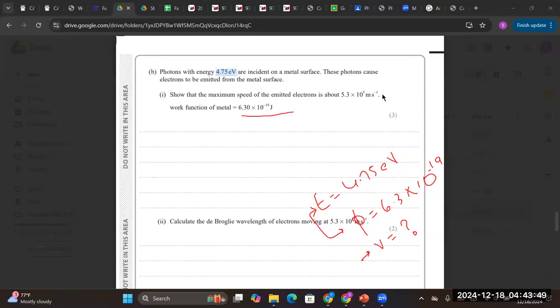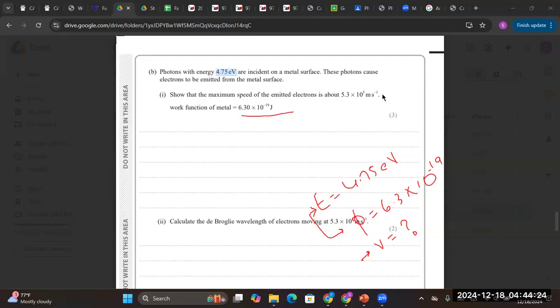Miss, I got 8.23 times 10 to the power of negative 6. Okay. Can I ask how you're solving the question? I use the equation E equals work function plus kinetic energy. Correct, correct. Did you convert the electron volts into joules? No. I think that's where you're getting the incorrect answer.